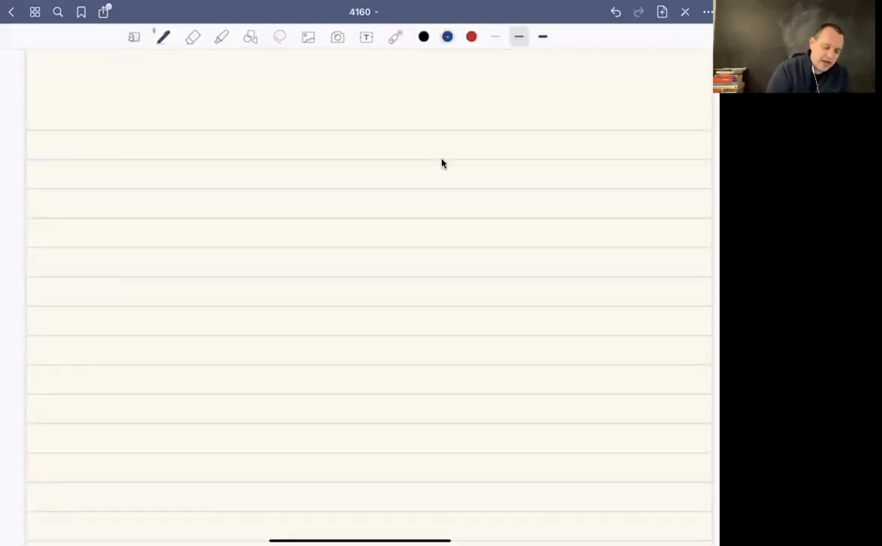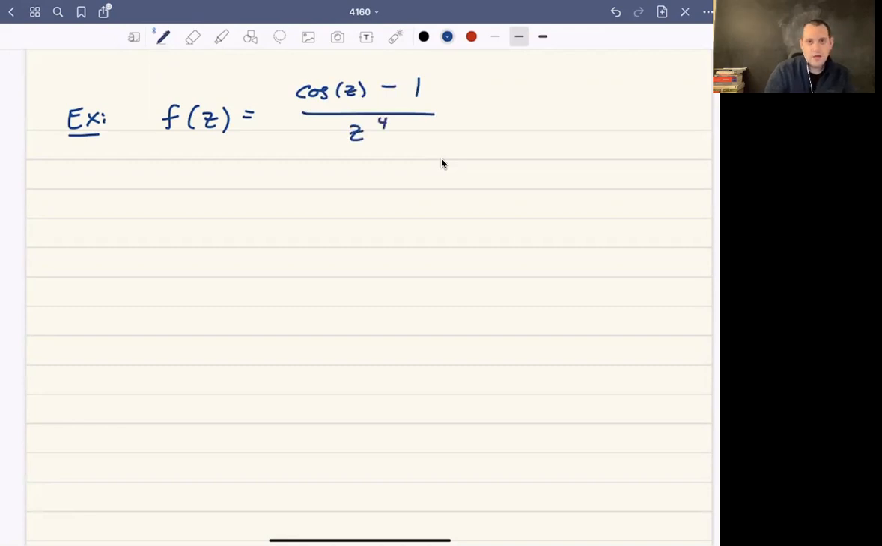All right, so now that we've categorized isolated singularities, I want to do a few examples. I want to show you how Laurent series and isolated singularities fit together. The first thing I want to do is consider the function f, which would be cosine of z minus 1 over z to the fourth. And I want to think about what happens at 0.